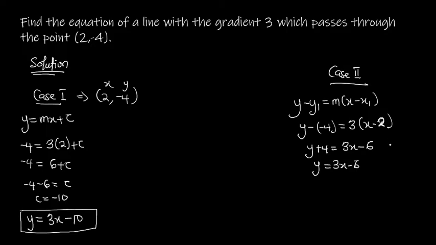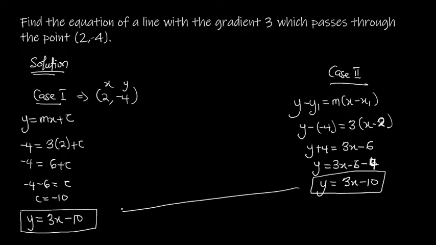So I have y plus 4 is equal to 3x minus 6. Then I send the +4 to the other side of the equal to sign, it becomes -4. So I have y is equal to 3x minus 6 minus 4 will give me -10. So this becomes my equation of the straight line, and as usual they are the same over here.